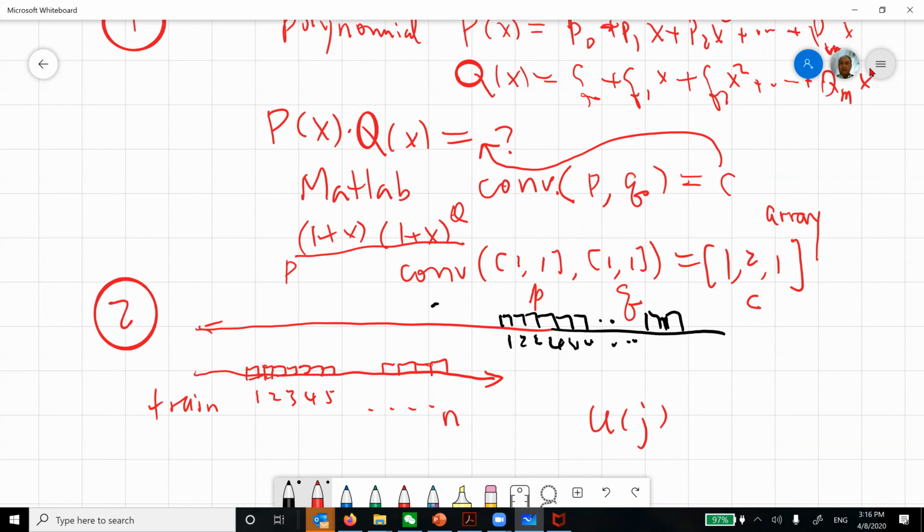But the train is moving this direction. This train is moving this direction, and they start to meet. So this is like an array, like an array of HJ. But because the J is moving in the opposite direction, I'm going to do N minus J.